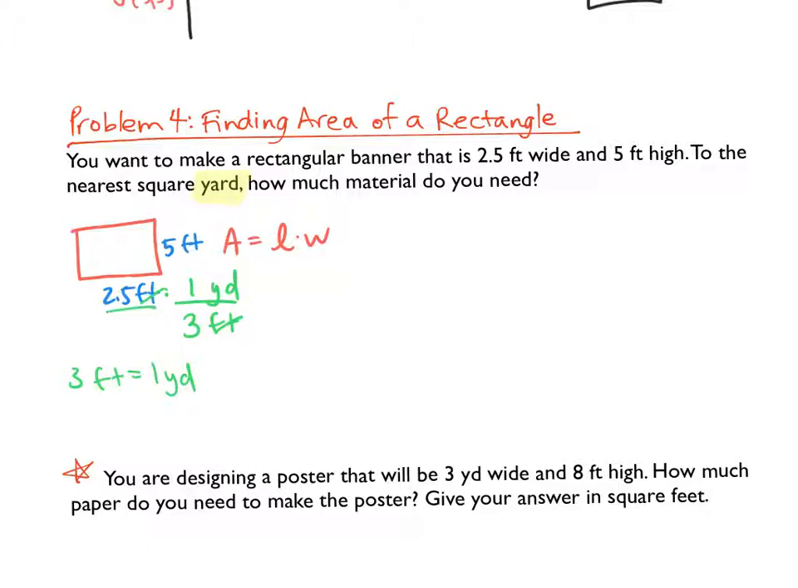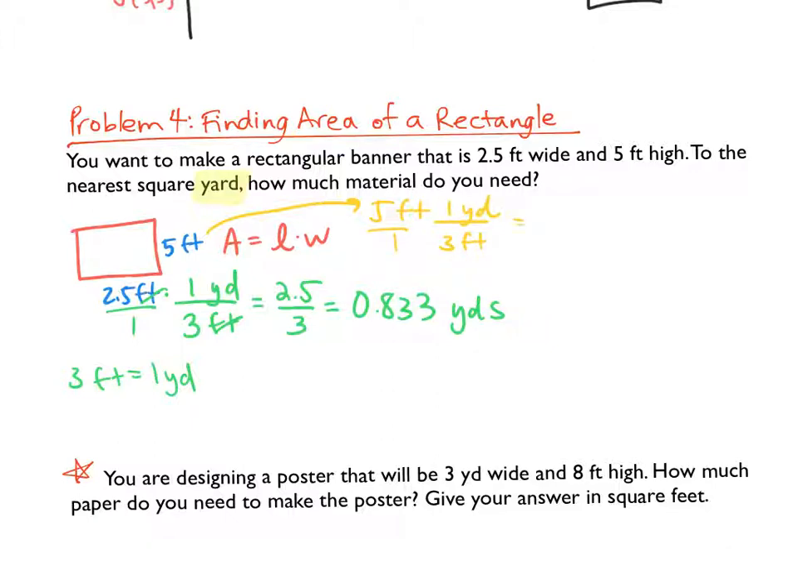Okay, and since this is over 1, we're going to multiply across. 2.5 times 1 is 2.5, and then 1 times 3 is 3. So if you do 2.5 divided by 3 in your calculator, you get 0.833 yards. So that's the width. And then let's convert our 5 feet by doing the same thing.